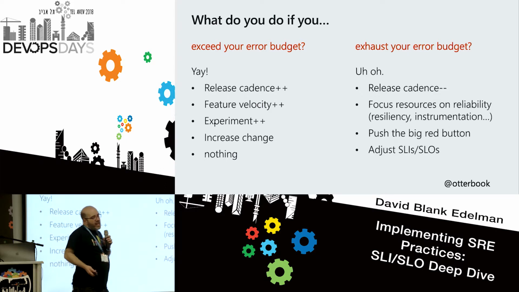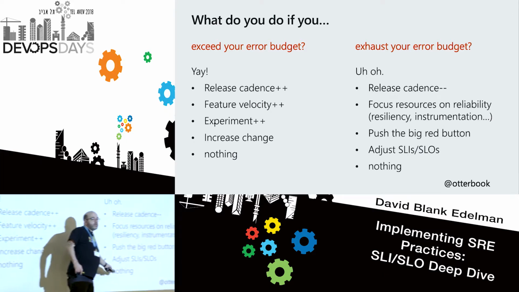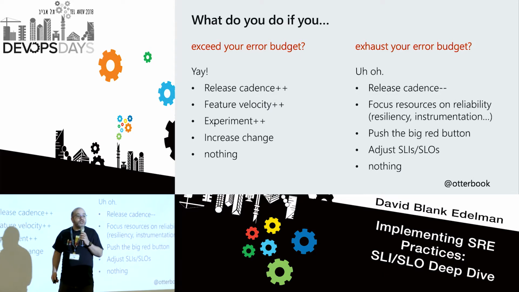Or you might say, hey, maybe our SLIs and SLOs aren't correct. Maybe they are too strict, and maybe I need to loosen them. That's okay. It's perfectly reasonable. And then again, here's the last thing you could possibly do: nothing. You could choose to do nothing with this.